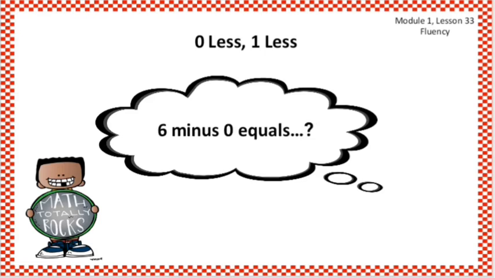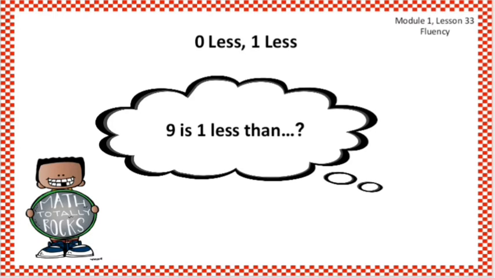Okay, 6 minus 0. 0 means nothing. So 6 minus 0 simply means 6 minus nothing. So that leaves us with what? 6. So the answer is still 6. Then we have 0 less than 9 is what? 0 means nothing. So the answer still remains what? 9.